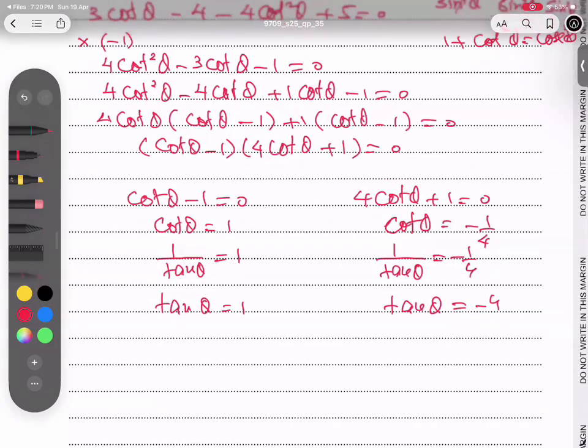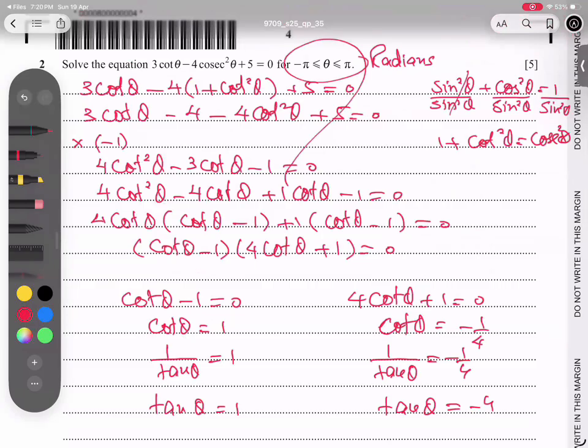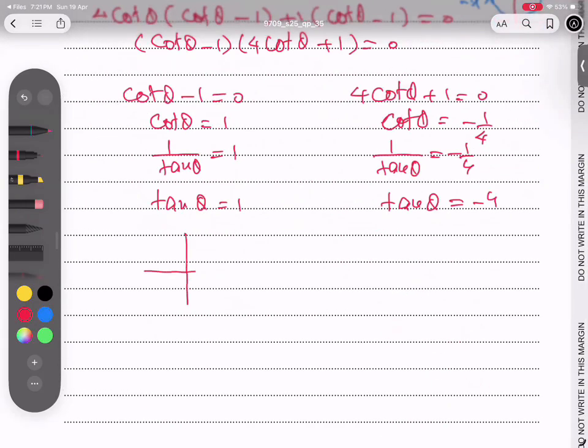Now make sure we have to answer from negative pi to positive pi. Basically, we have to go starting from here anti-clockwise till pi and clockwise till pi. So this is very important. We cannot cross the boundary. We have to stay in these limits. So let's see how we can do it. First of all, we have to decide where tan is positive, here and here. Where is tan negative? Tan negative here and here.